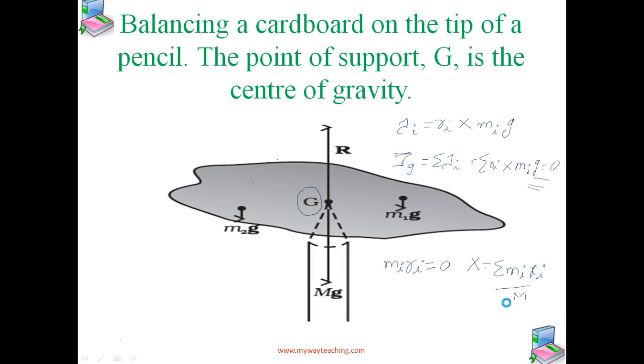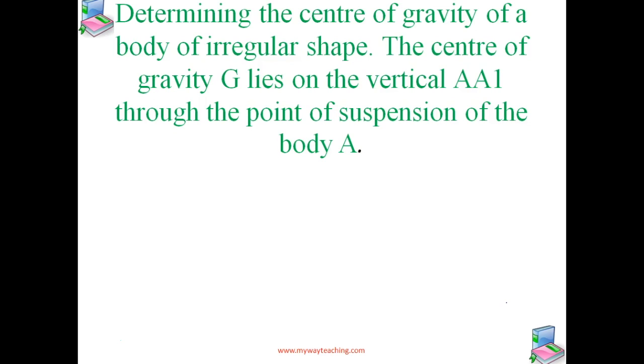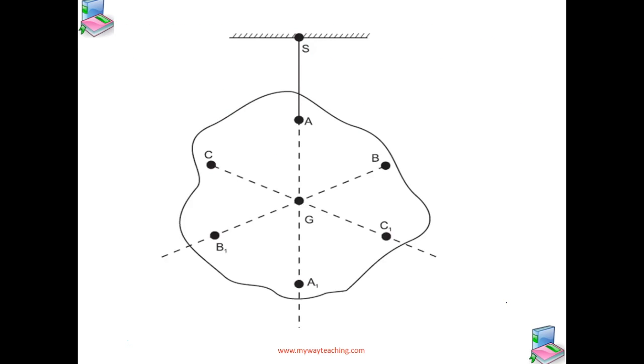Now let us study another way of determining the CG of an irregular shaped body like the cardboard that we saw. How to determine this center of gravity in case of irregular bodies? If you suspend the body from a point like A, the vertical line through A passes through the center of gravity.